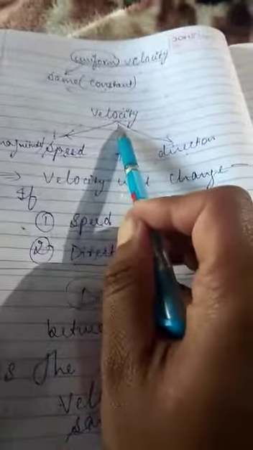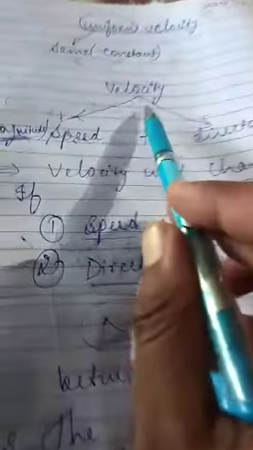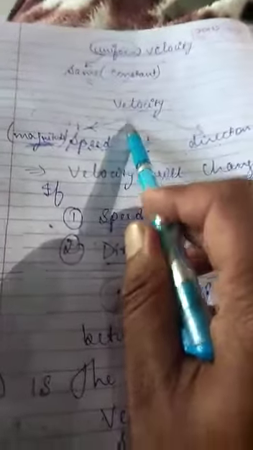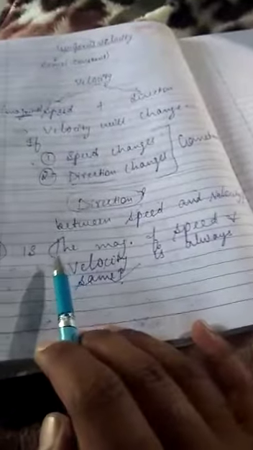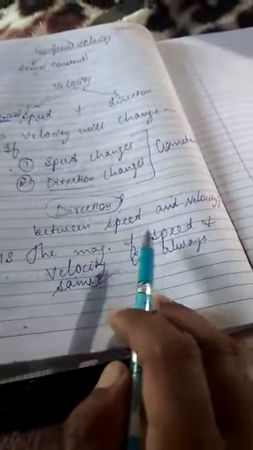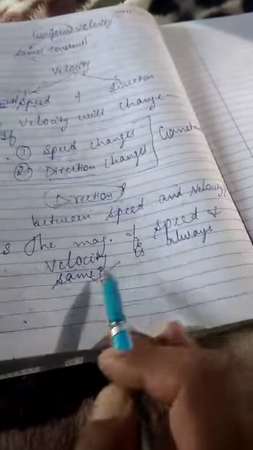Now the question arises, are their magnitudes always the same? Okay, let it be. There is a direction in velocity, but not in speed, meaning there is a difference of direction. But the next question is, are their magnitudes always the same or different? Is the magnitude of speed and velocity always the same?